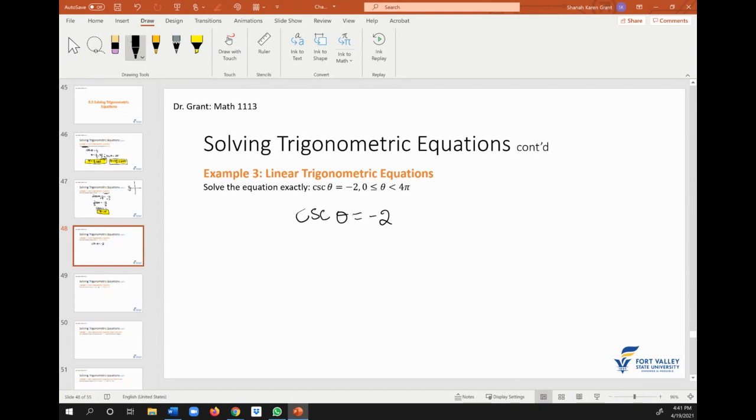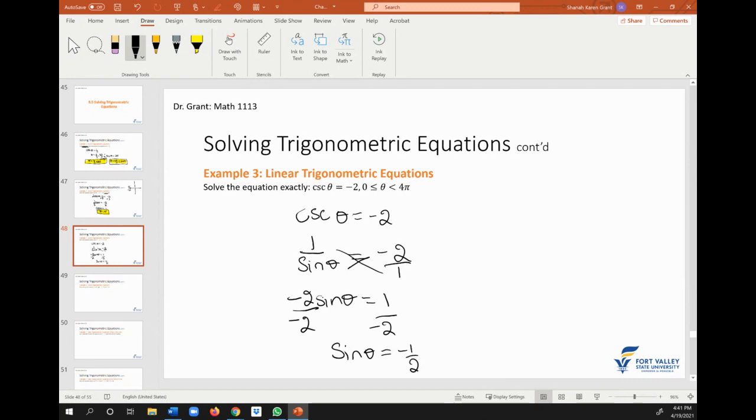But we know that CSC, or cosecant of theta, is the same thing as 1 over sine of theta. And that's going to be -2. And so what I could do is solve for sine theta. We could do cross multiplication, putting this over 1. So we know that -2 times sine theta is equal to 1 times 1. And then I would divide both sides by -2 like we've done before. So this means that sine of theta is -1/2.